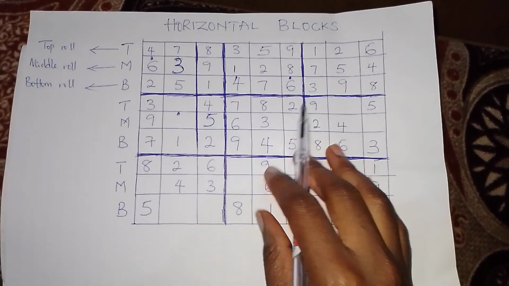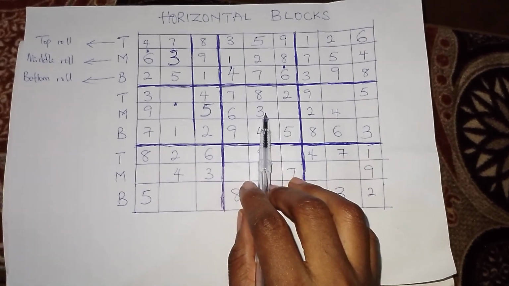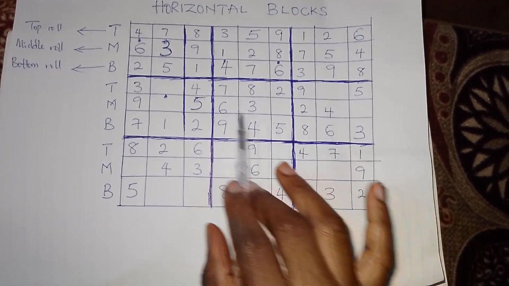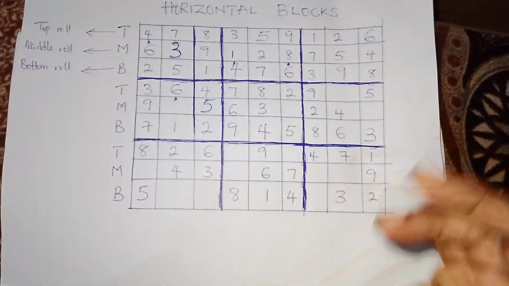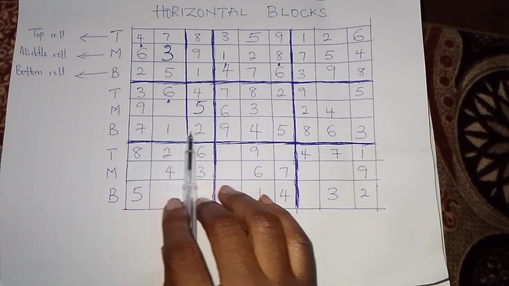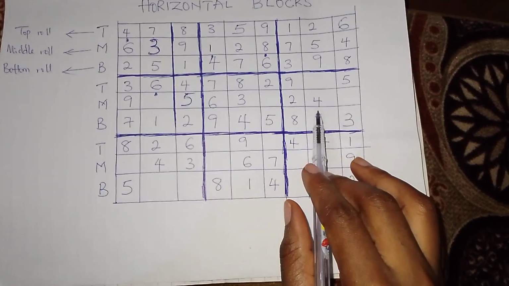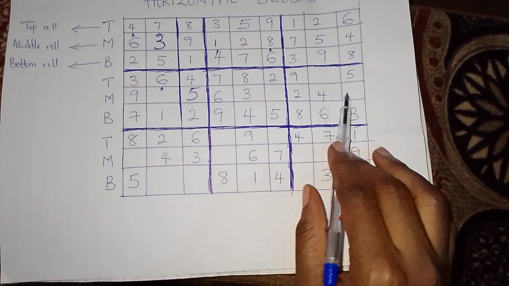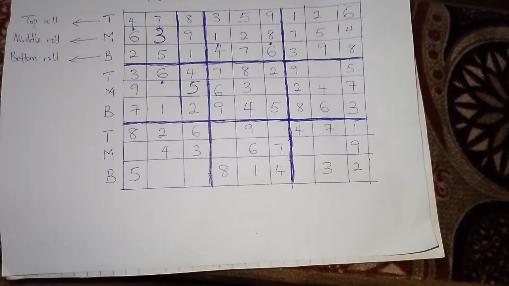We're going to move to 6. We have 6 at the middle in the second block. We have 6 at the bottom in the third block. So we're looking for a 6 at the top in the first block. So that's it. We move to 7. We have 7 here at the bottom, 7 here at the top in the second block. So we're looking for 7 in the middle of the third block. So it's gonna be here. Do you see that?